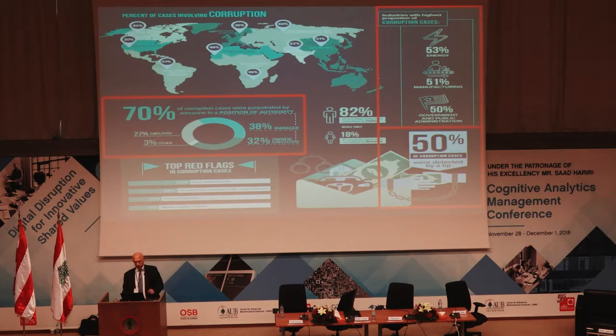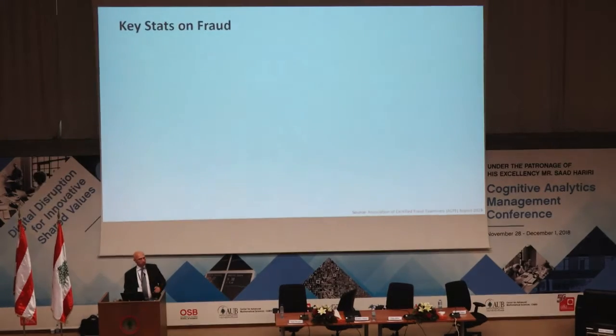So here are some of the highlights with regards to corruption. 70% of the corruption cases were perpetrated by someone who's in a position of authority. I think this is something that is very interesting to note. And 50% of corruption cases were detected by a tip. So what does this tell you? That tells you that the other 50% were not detected through a tip.